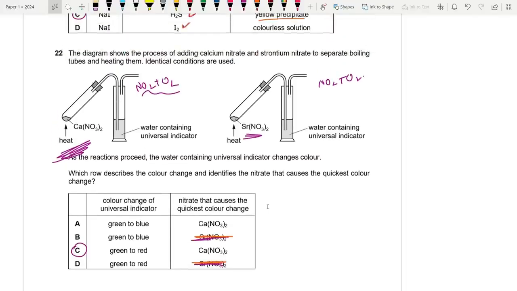It will decompose faster. And what will be the color change? Basically, nitrogen dioxide is an acidic gas, okay? So the acidic gas will react with water to form an acidic solution. So the change will be from green neutral to red, which indicates a pH less than 7, acidic, okay? So that's C.